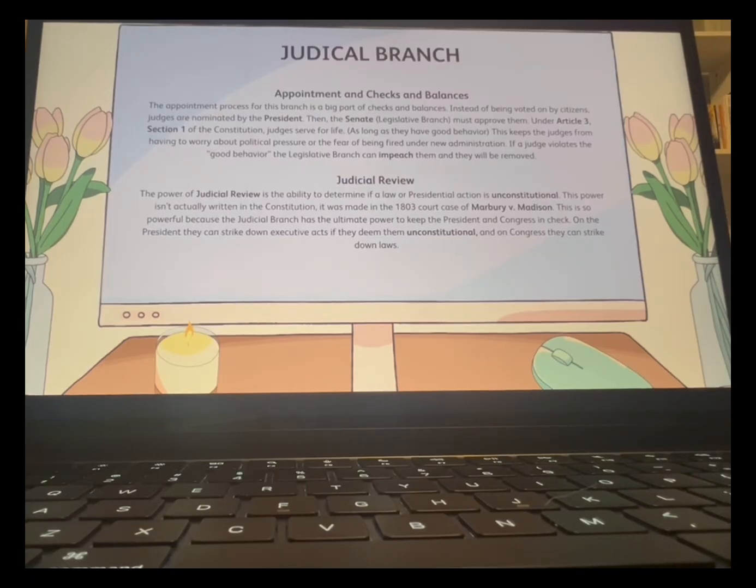The power of judicial review is the ability to determine if a law or a presidential action is unconstitutional. This power isn't actually written in the Constitution. It was established in the 1803 court case of Marbury v. Madison. This is so powerful because the judicial branch has the ultimate power to keep the president and Congress in check. On the president, they can strike down executive acts if they deem them unconstitutional, and on Congress, they can strike down laws.